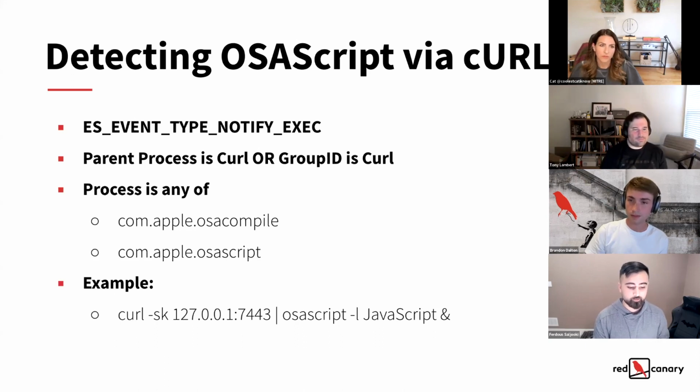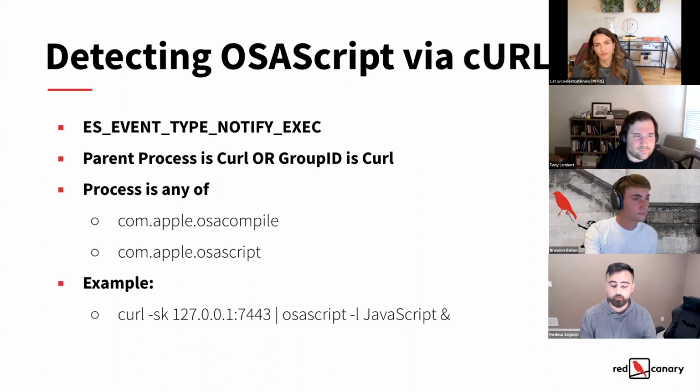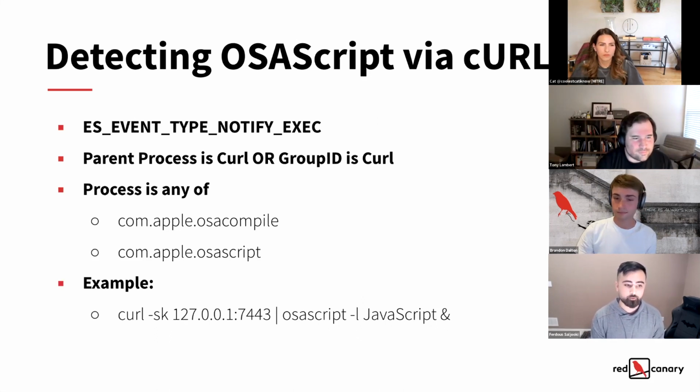So this is a detection where we're looking for the execution of osacompile or osascript, and the parent process is curl. So this is essentially looking for what we saw with XCSSET, where curl is being executed and then piped into osacompile. This has proven to be quite a reliable detection, and with the same detection we are also able to detect a lot of the @fel payloads.